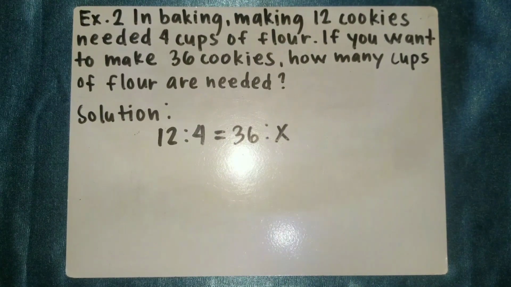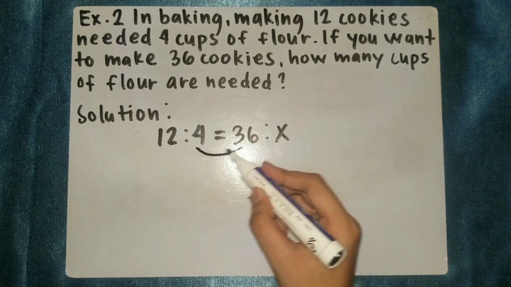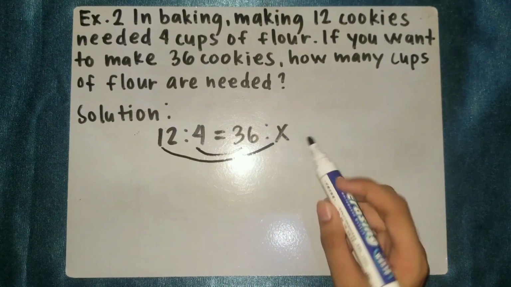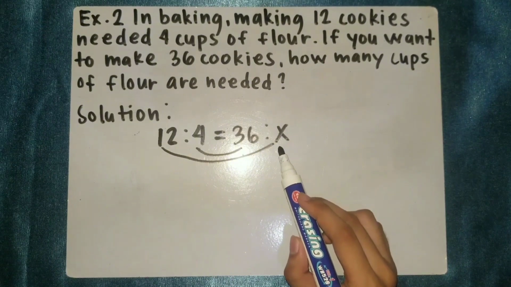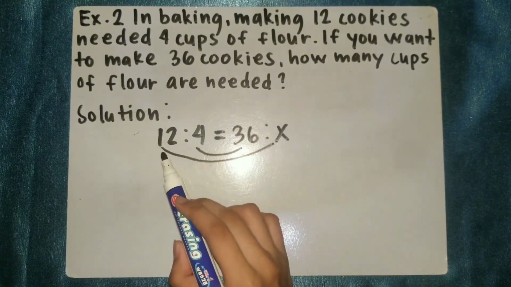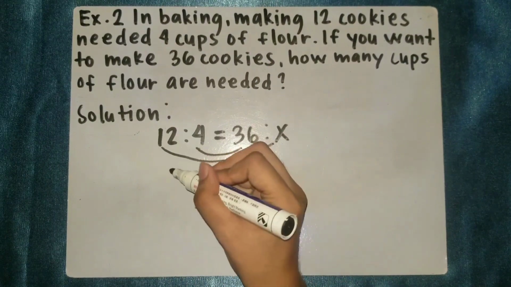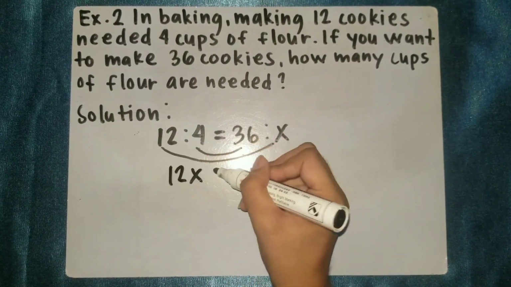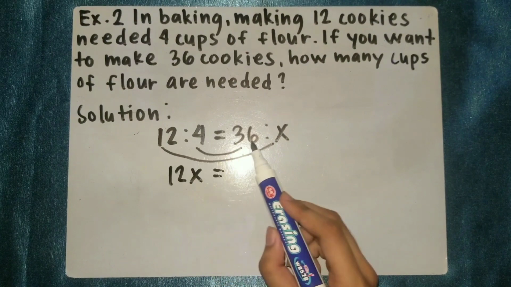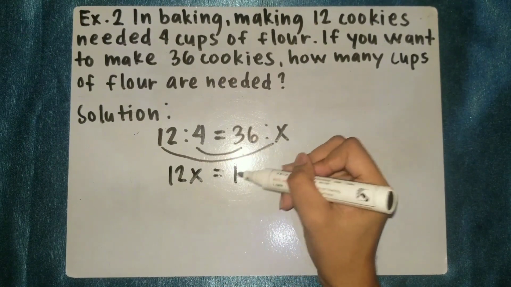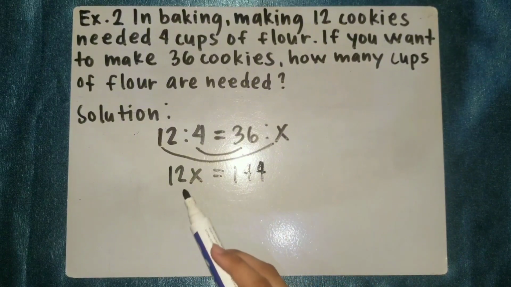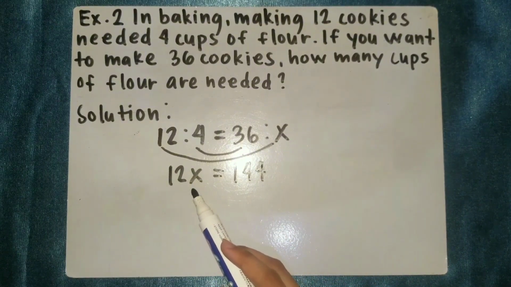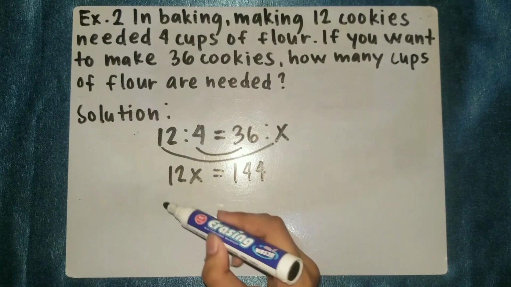Then next, we will multiply the means and the extremes. Since ang x variable natin ay nasa extremes, ang extremes ang una nating i-multiply at isusunod natin ang means. 12 times x equal 12x. 4 times 36 equal 144. Then next, let's solve for x. To solve for x, we will divide 12 by both sides.